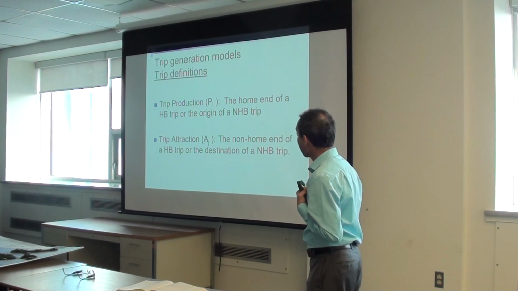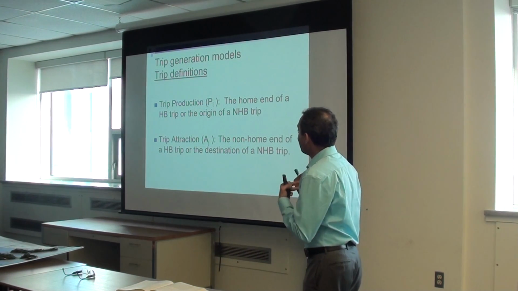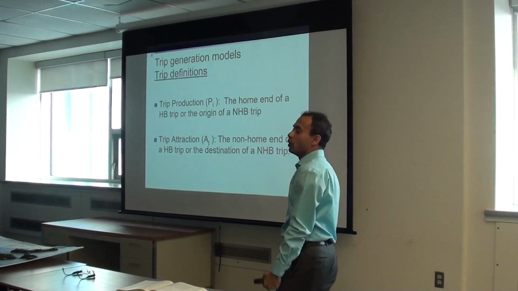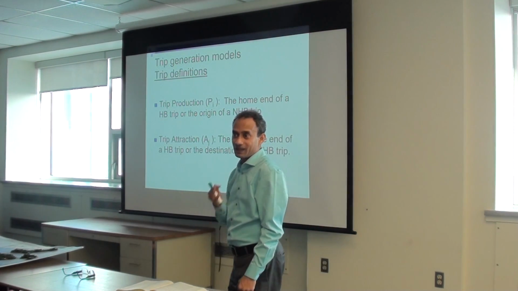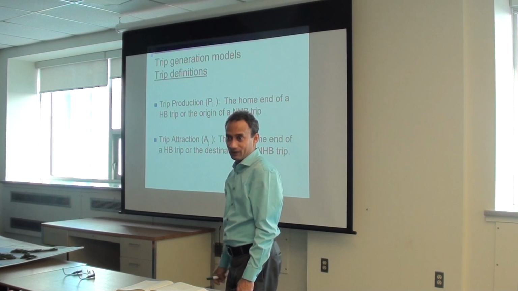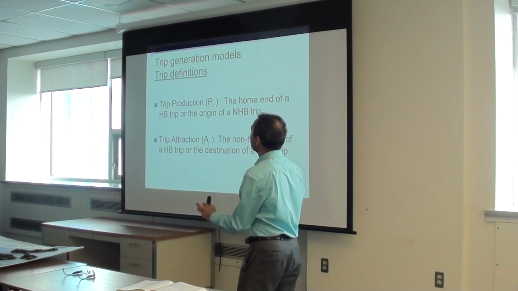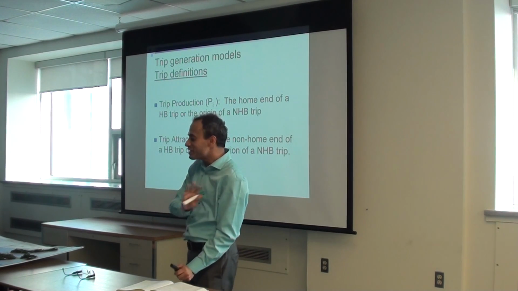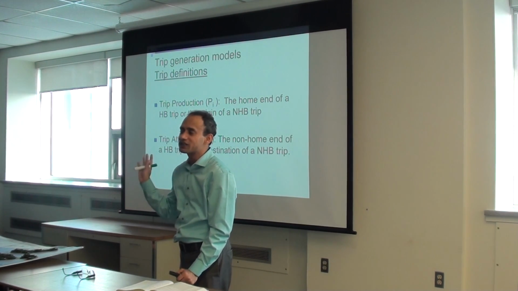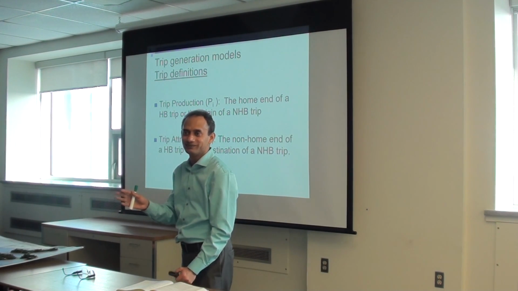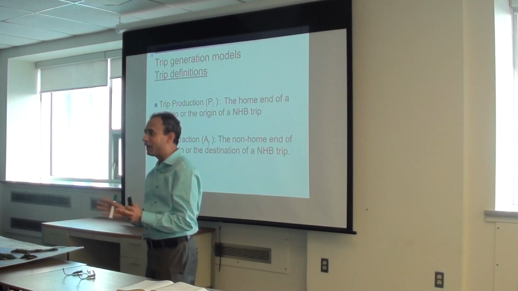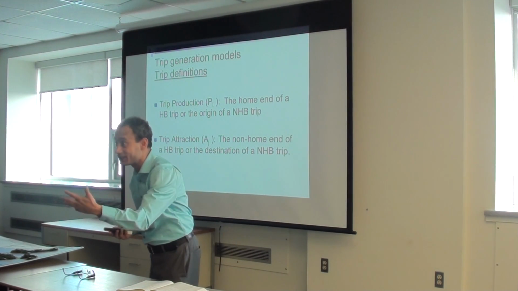One of the main goals. So the home end of a home-based trip, or the origin of a non-home-based trip. Okay, so the home end of the home-based trip, meaning trip production: whenever you start or end in your home, that's the production for that zone. It doesn't matter which directionality that is. Is that clear?